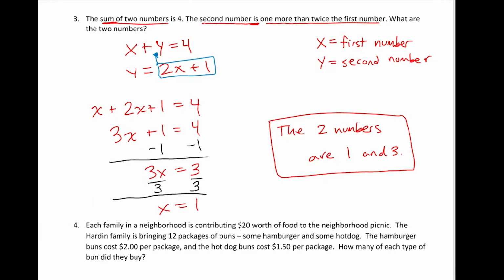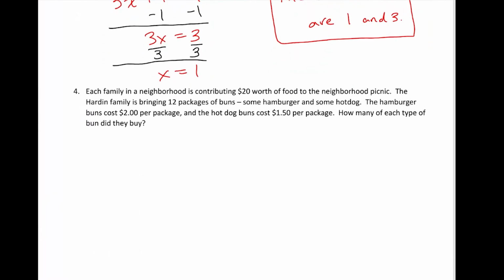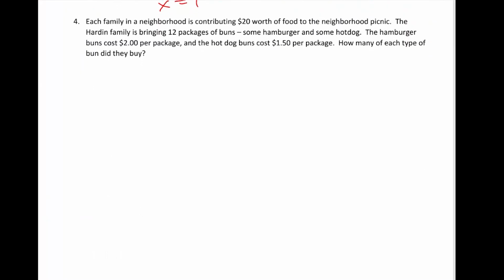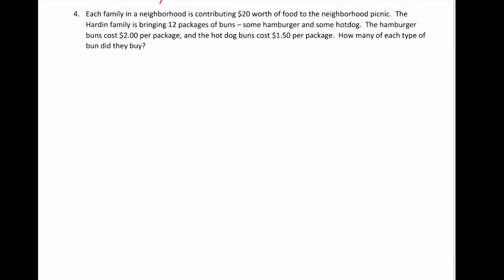All right, I've got one more problem for you before you start working on your own. This is going to be kind of similar to the first problem, where we have one equation that is talking about how many things there are, and the other equation is talking about how much it all costs, the total cost. So let's go through this.